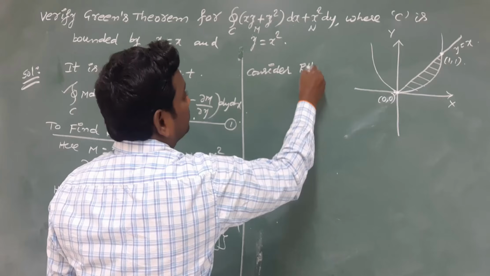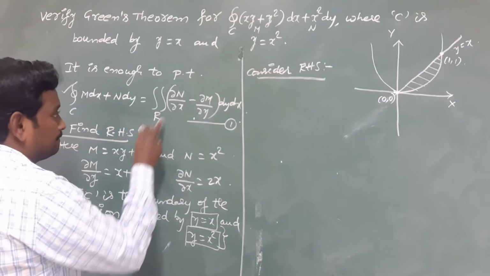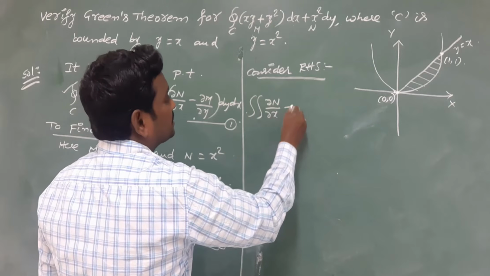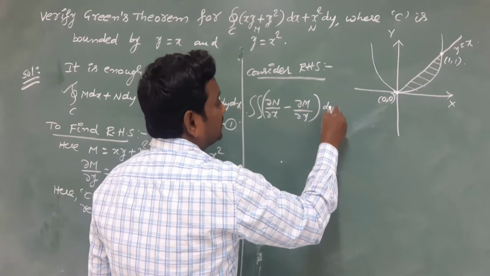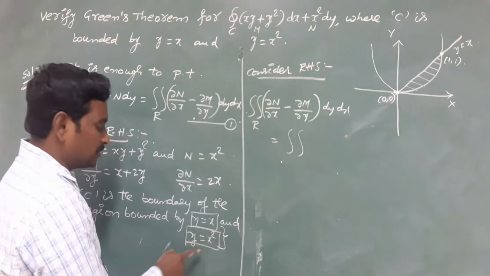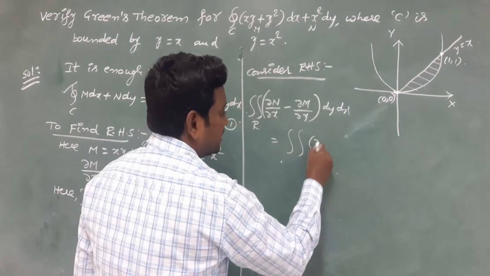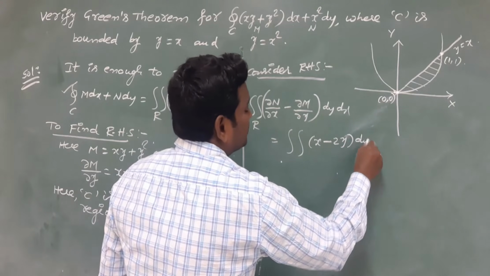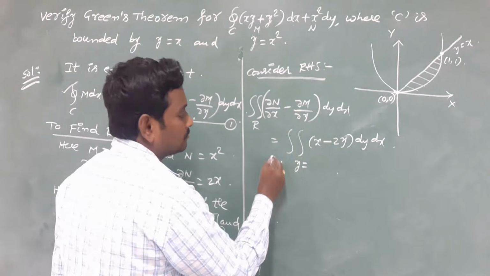Consider RHS. What is RHS? Double integral of (∂N/∂x − ∂M/∂y) dy dx. What is ∂N/∂x? It would be 2x. 2x minus x. Directly you will get (x − 2y) dy dx. So it is enough to write the values of limits.